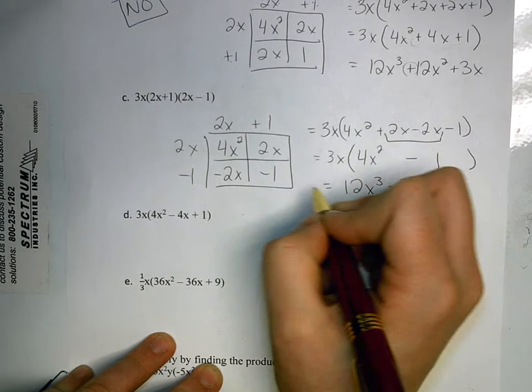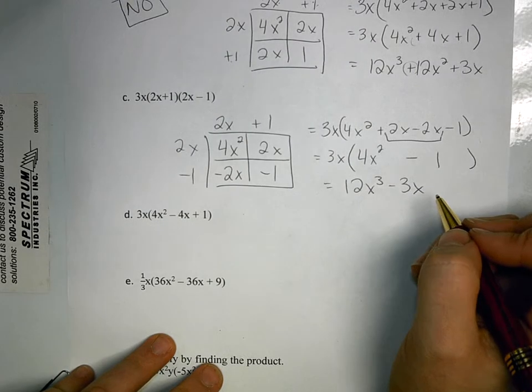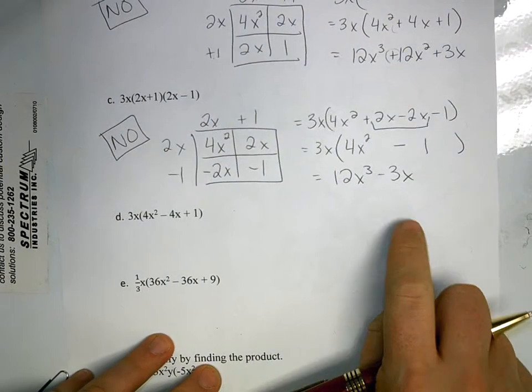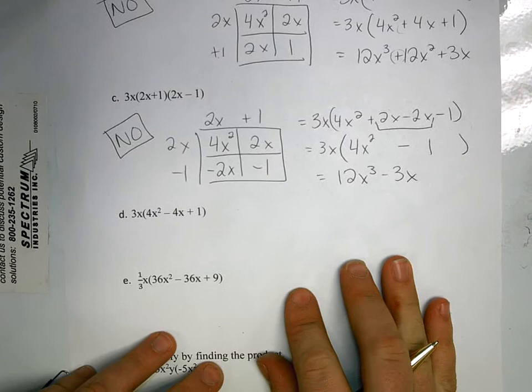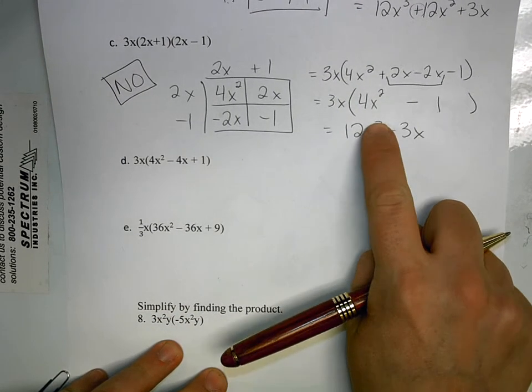12x cubed minus 3x is not equivalent to 12x cubed minus 12x squared plus 3x, so this answer is no. You can tell because this one only has 2 terms and the other one has 3 terms. And you can't combine like terms if you do not have the same exponent.